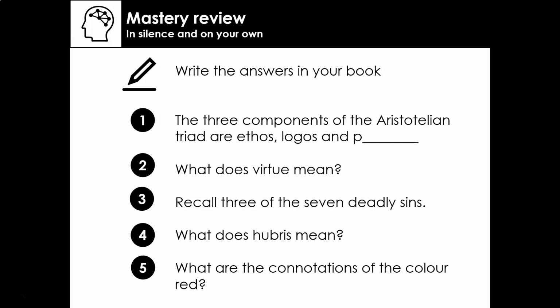Number 1. The 3 components of the Aristotelian triad are ethos, logos, and pathos. Well done if you got that one right. That was asking you to recall knowledge that you'd learned in Year 7, and understanding the Aristotelian triad is going to be really helpful for today's lesson.